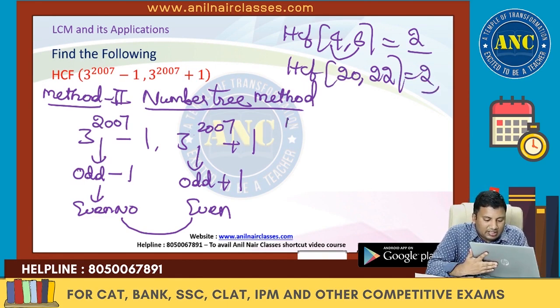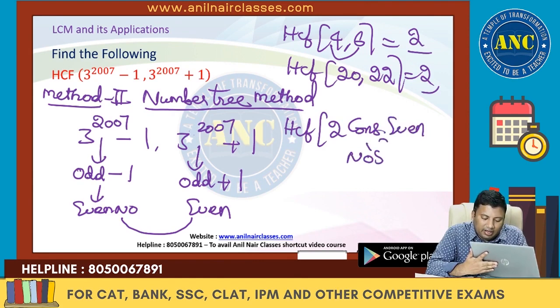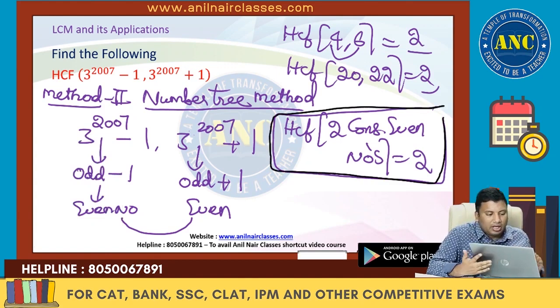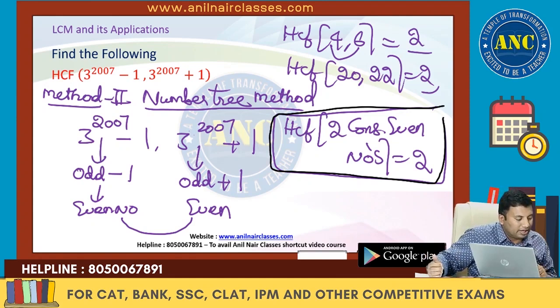What is it that we discussed? HCF of 2 consecutive even numbers is always 2. Please write it down. HCF of 2 consecutive even numbers is always 2.